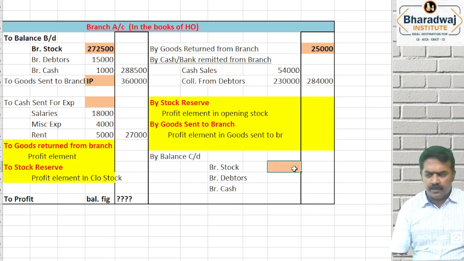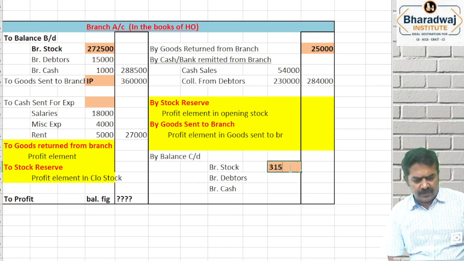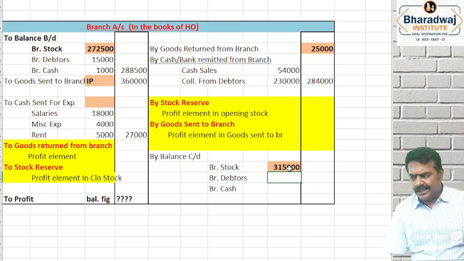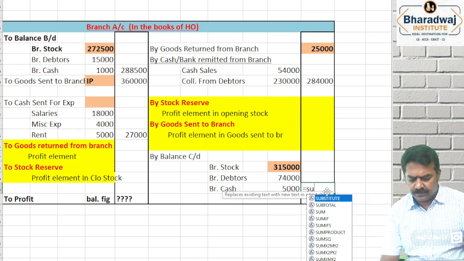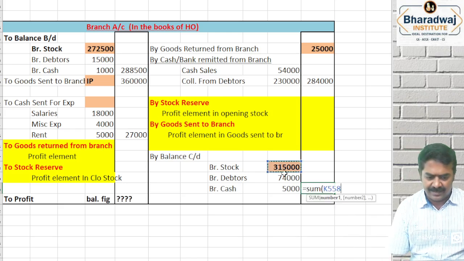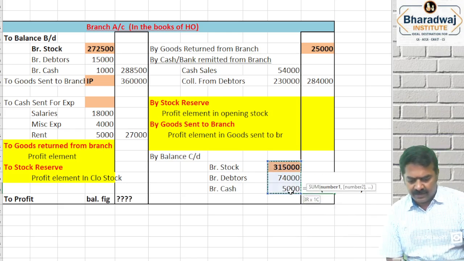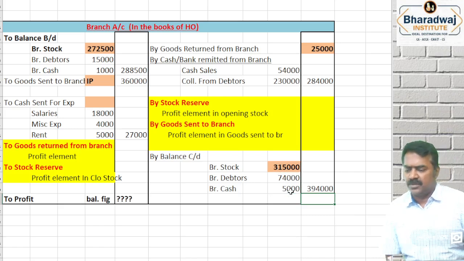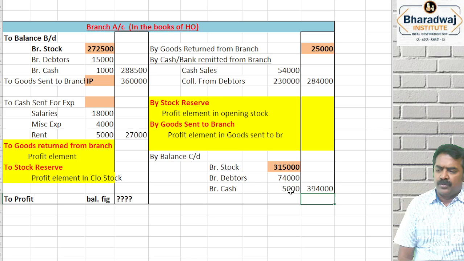Then closing stock. How much is given? I hope it's given. 3,15,000 is given. Closing debtors, how much? 74,000 given. Closing petty cash 5,000 given. Total 3,94,000.